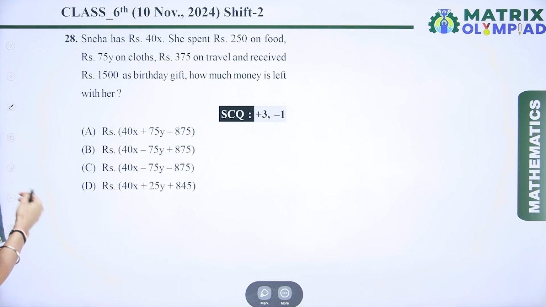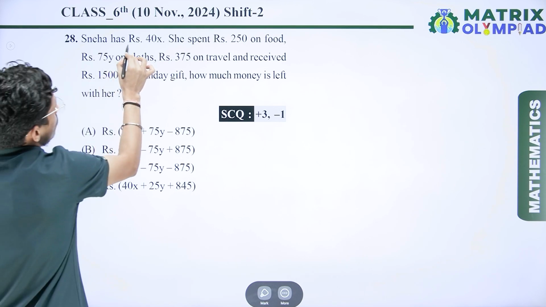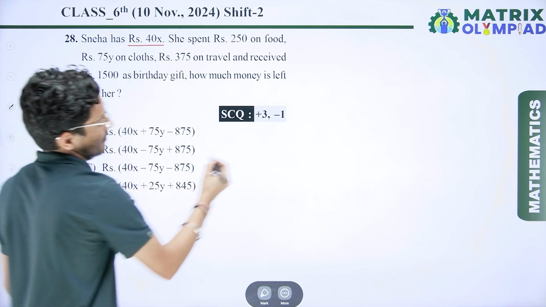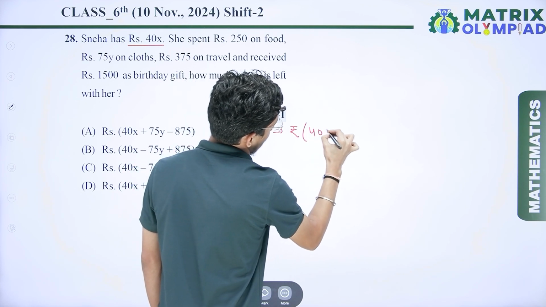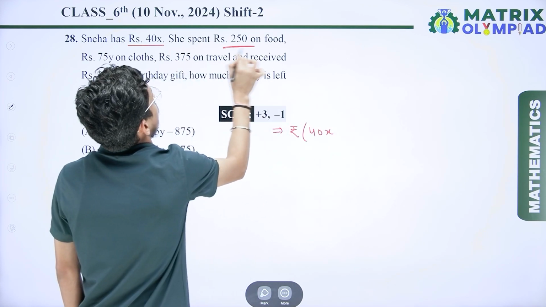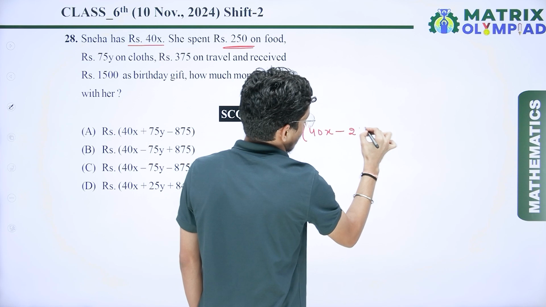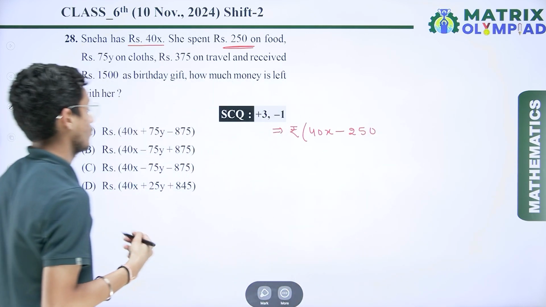Now the next question: Sneha has rupees 40x. It means Sneha has rupees 40x. She spent 250 rupees on food.